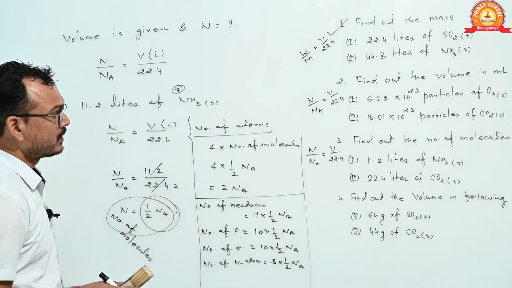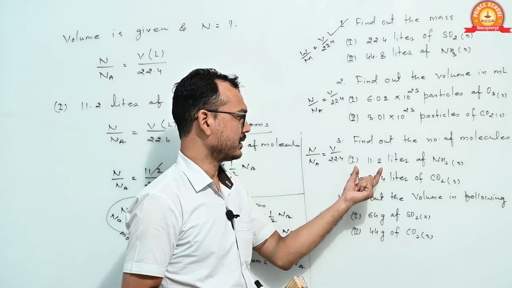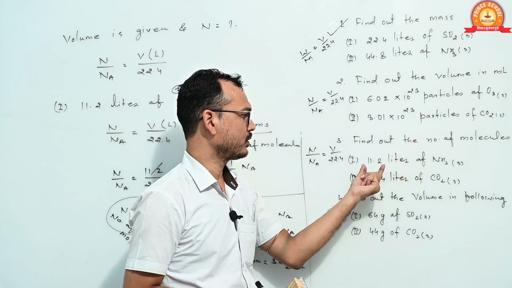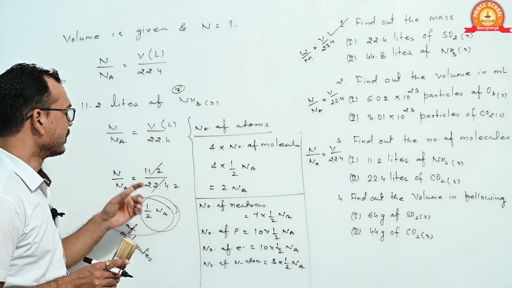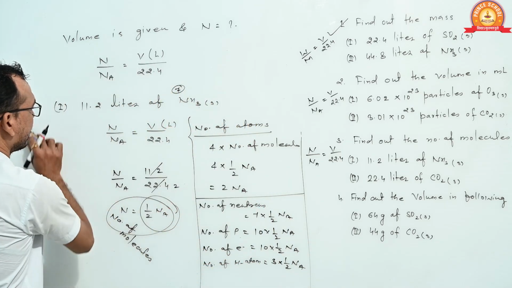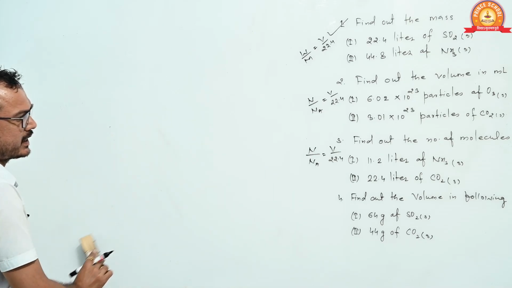दिस इज द वे इफ एग्जामिनर आस्क find out the number of neutron in 11.2 liter of NH3, then first prepare the number of molecules by using this formula. Is that clear?